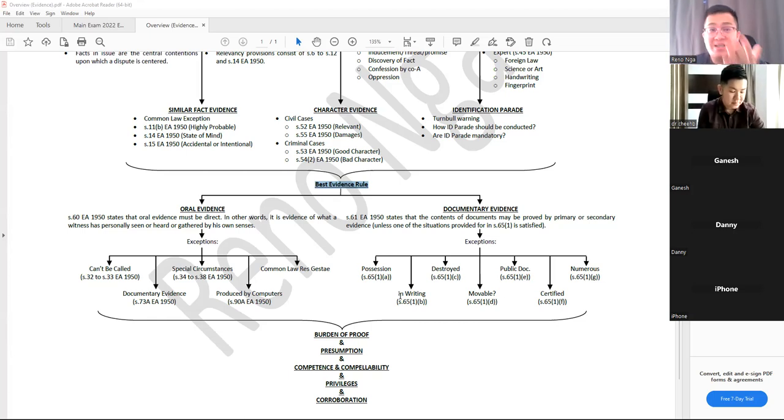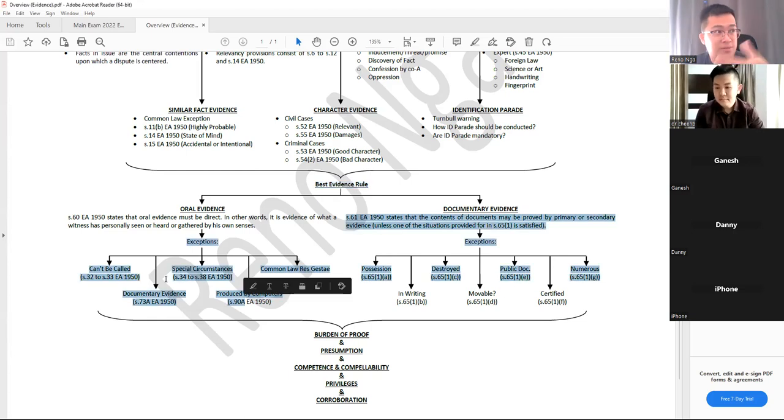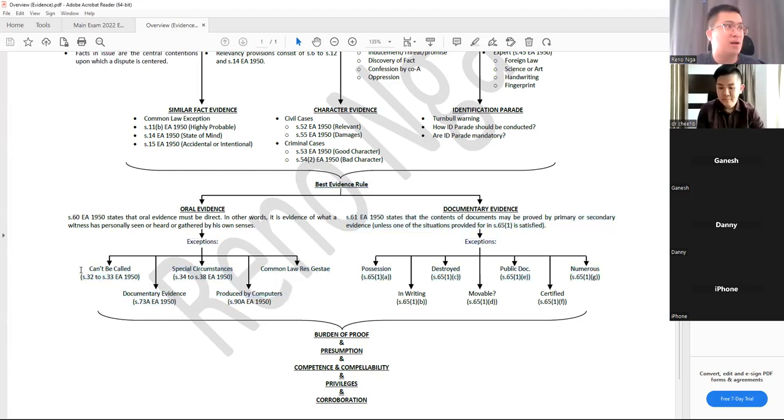So therefore, we have an exception to hearsay. Okay, I'll just quickly go through. The most often used exception to hearsay is sections 32 and 33. I'm not sure whether you guys know or not.